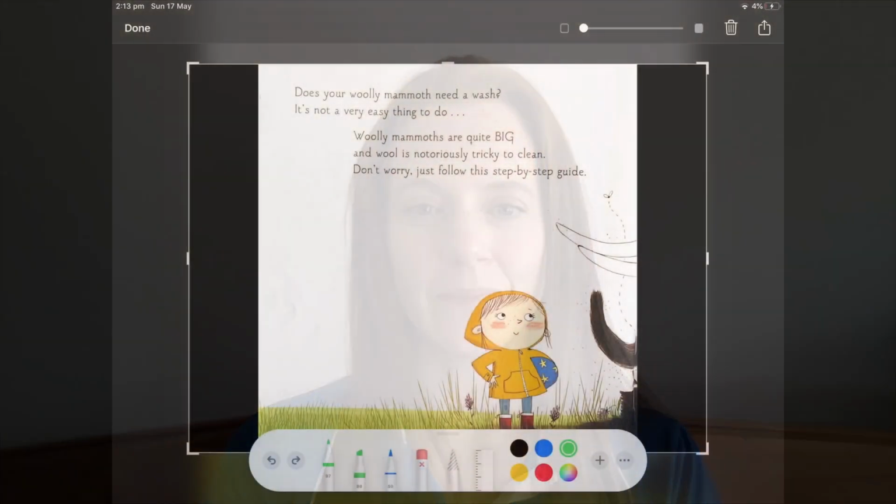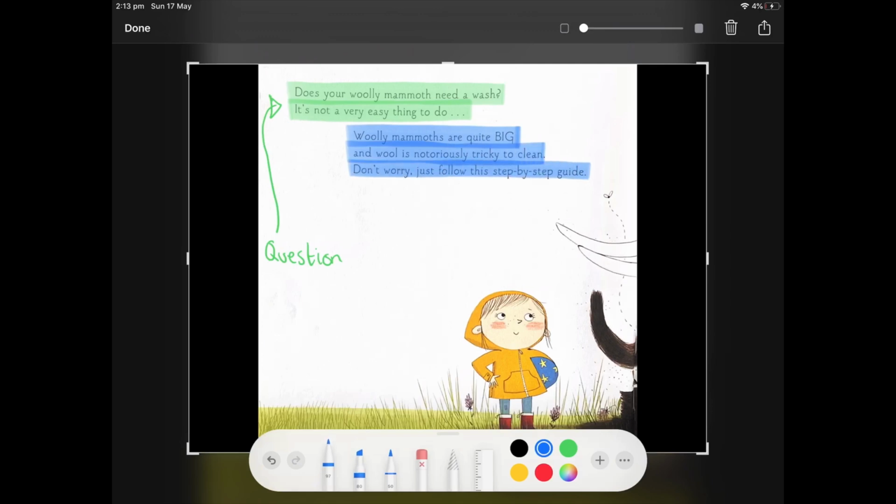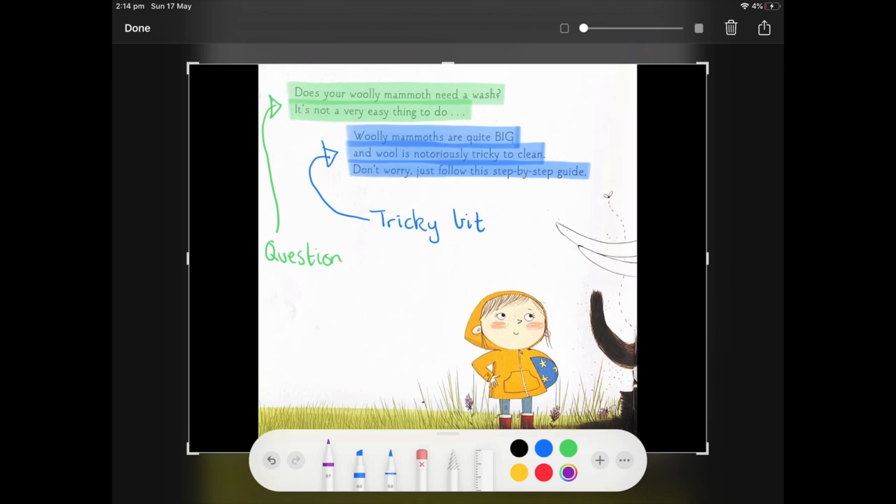So I'm not going to ask you to write a whole procedure today. We're going to break it up into steps so that we don't rush, and instead we do a really good job. So today we're going to look at this part of the procedure. This is the goal of this procedure, and it's broken into two parts. The green part here is a question. Does your woolly mammoth need a wash? It's not a very easy thing to do. And then here in the blue bit, it's a tricky part that explains why it's not a very easy thing to do. Woolly mammoths are quite big, and wool is notoriously thick and tricky to clean. Don't worry, just follow this step-by-step guide. And together, these two parts make the goal.